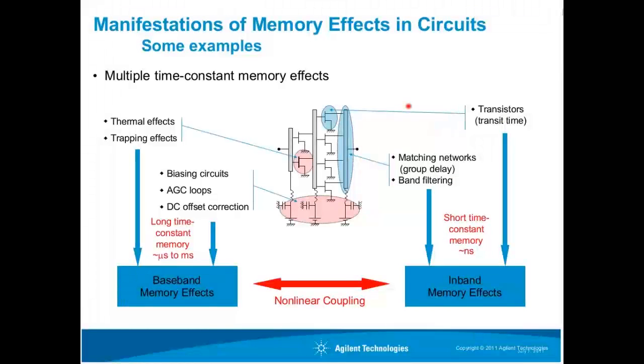On the other side, on the baseband memory effects, these tend to be the more insidious ones. They're harder to model, and they can potentially have much larger impacts on your ability to build accurate behavioral models for your circuit. So for instance, your biasing circuits may have low pass characteristics. Same with gain control or DC offset correction, very low frequency response. Also thermal effects or trapping effects if you're modeling those.